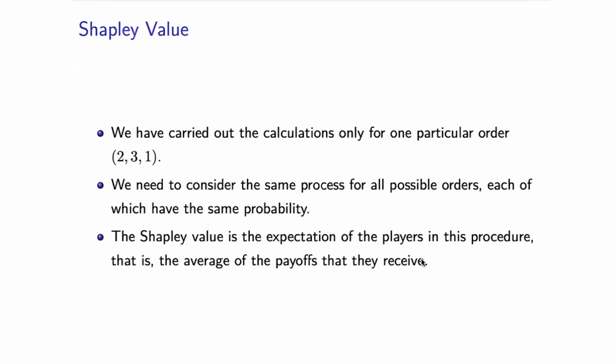So you can have 1, 2, 3; 1, 3, 2; 2, 3, 1; 2, 1, 3; 3, 1, 2; 3, 2, 1, right? These are the only 6 possible orders. And we are going to consider that all of these possible orders have equal probability, right? So framed in this way, the Shapley value is the expectation of the players' payoffs in this procedure, which is basically the average of the payoffs that they receive, right?